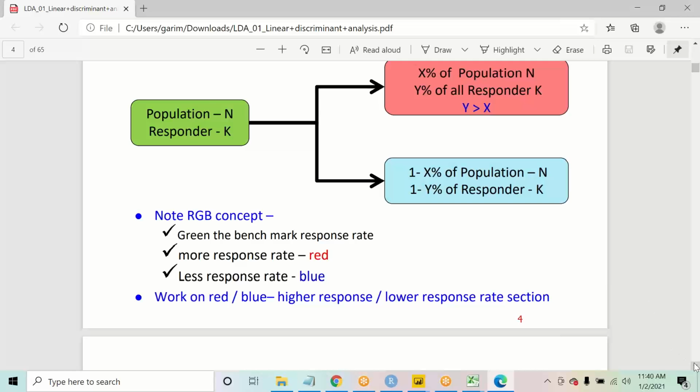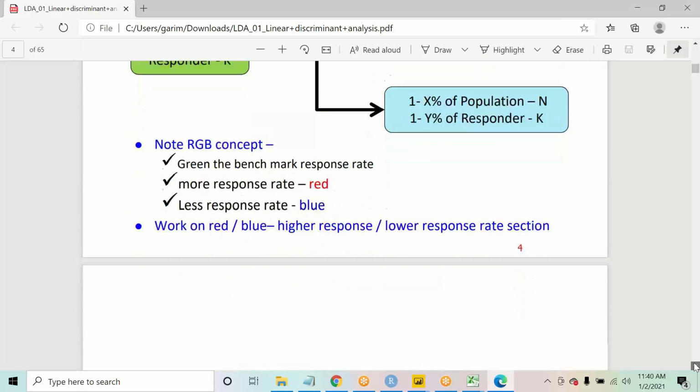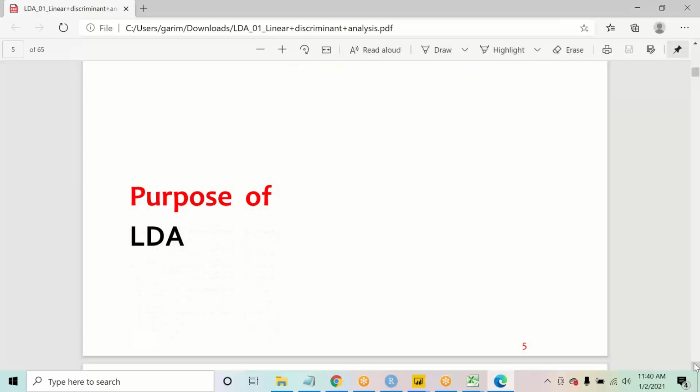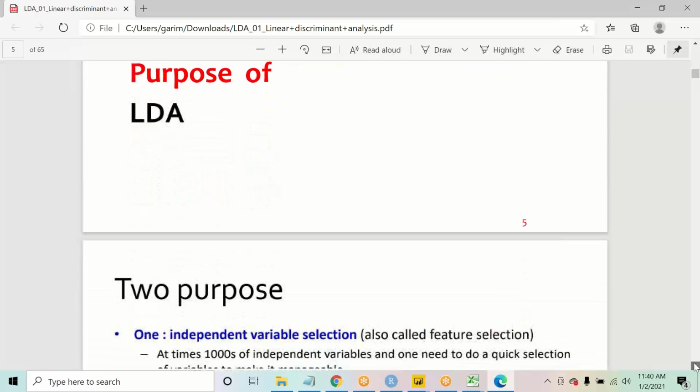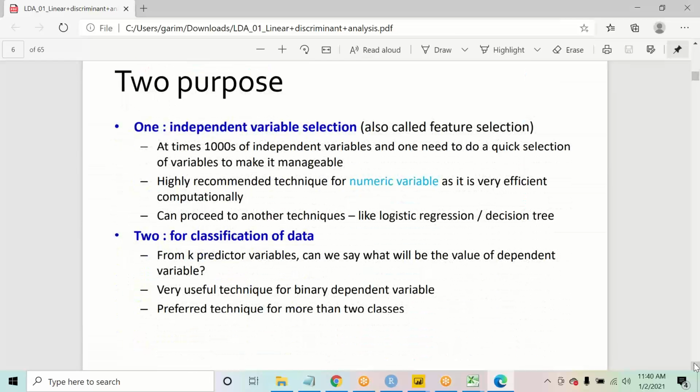So that is why you will see there are many modeling techniques available for classification, right? This is the third technique that we will be exploring here, which will be used just for the purpose of classification. So what is the purpose of LDA? We have already discussed two models which are used for classification. So how is LDA different from the previous two that we have studied?